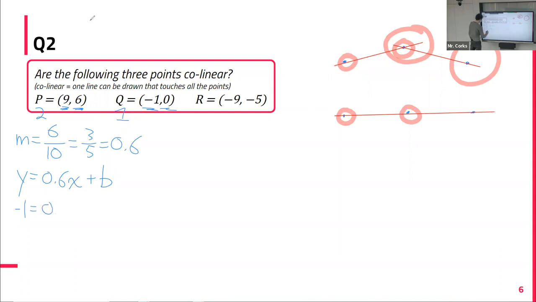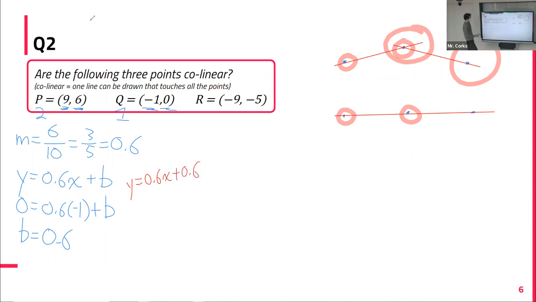Sorry, wrong spot. Try that again. 0 is equal to 0.6 times -1 plus b. So b is also equal to 0.6. So there's the first equation, y equals 0.6x plus 0.6.